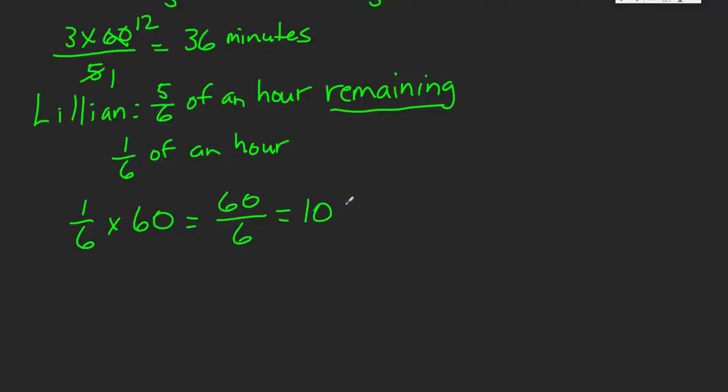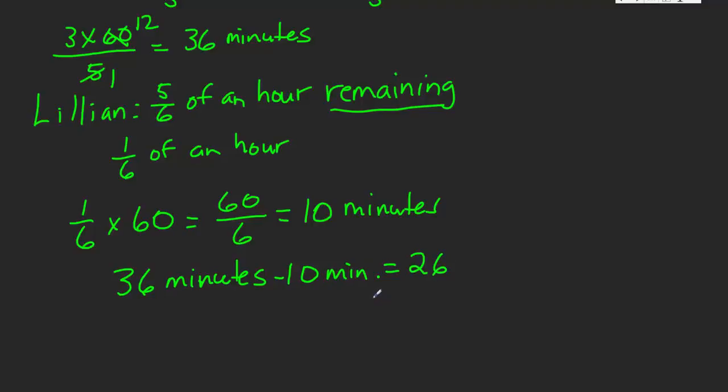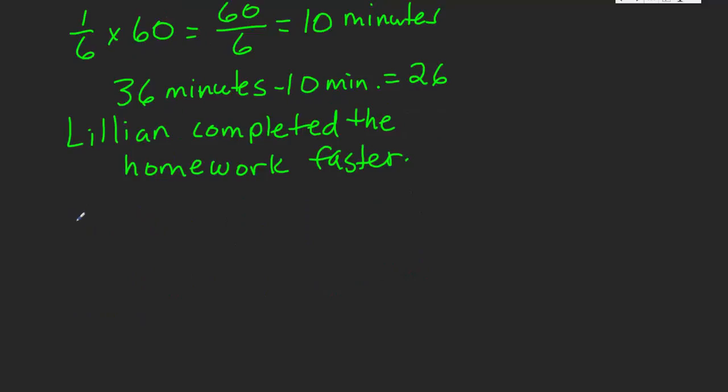10 minutes. So we can take our 36 minutes, which was Darlene, subtract the 10 minutes, because I can abbreviate that, it's going to be equal to 26 minutes. So Lillian did complete the homework faster, and she did it 26 minutes faster.